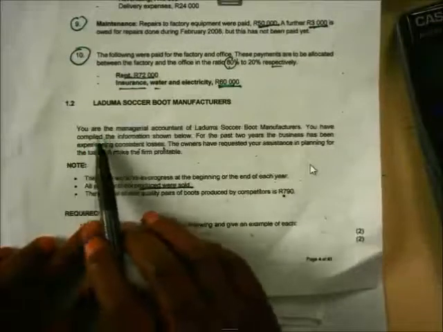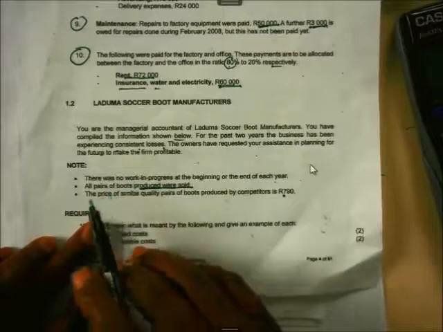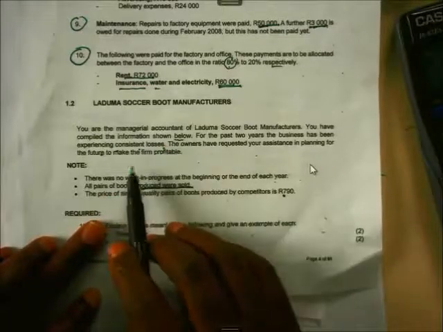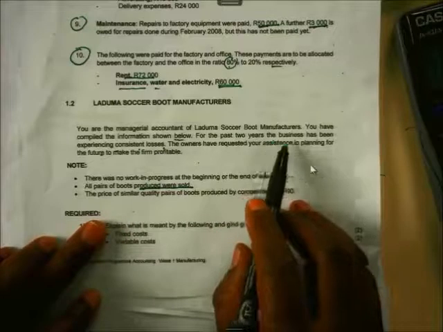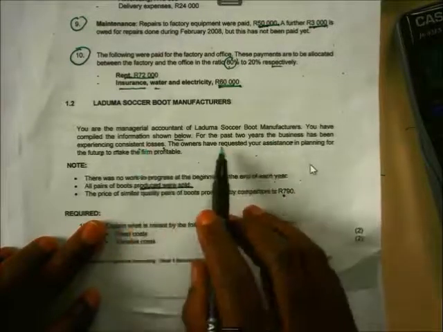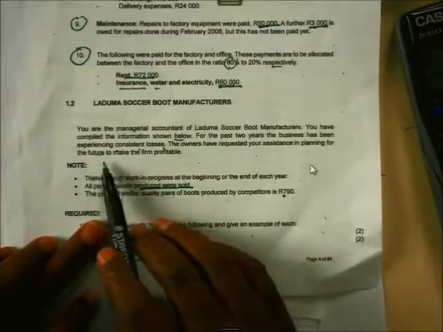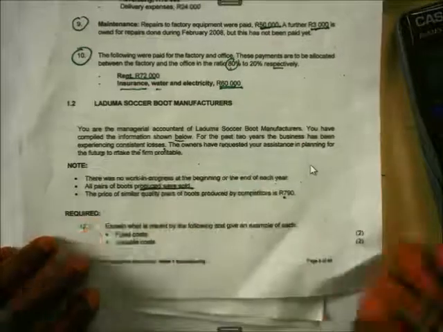Right, let's go back to Laduma. Laduma Soccer Boots. You are the managerial accountant of Laduma Soccer Boots manufacturers. You have compiled the information shown below. For the past 2 years, the business has been experiencing consistent losses. The owners have requested your assistance in planning for the future to make their firm profitable. Now let's go straight to the problem of this business, the internal control, whereby we have to apply the internal control and the audit.